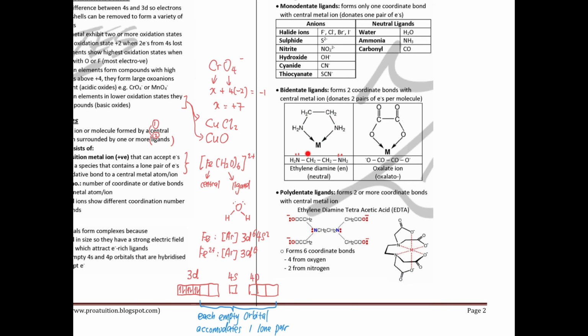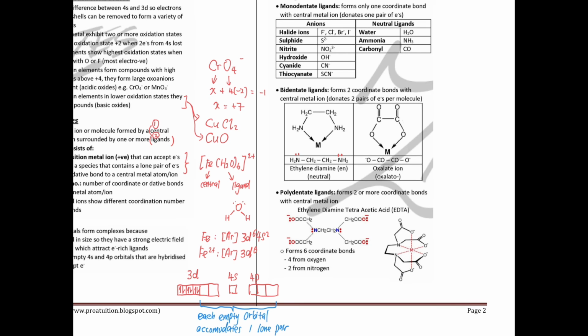So what structure is this? This is ethylene diamine. Ethylene diamine, en, is the short form. It is neutral. So this is a bidentate ligand.